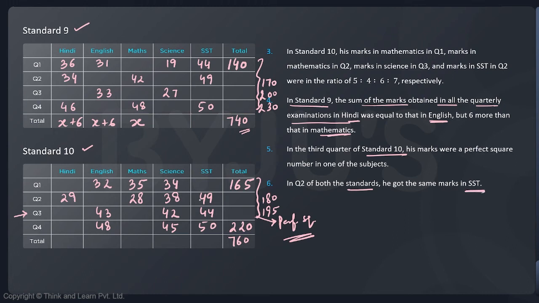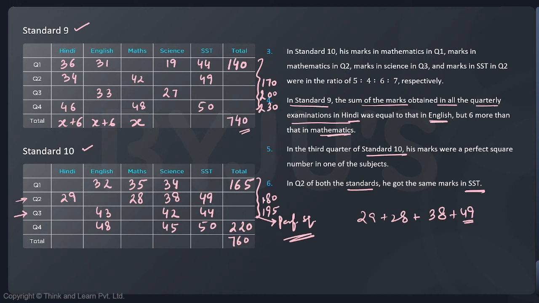So in quarter two, he has got 49 here. So in quarter two, he again has got 49. And this we have already figured out, so it is of no use for us. One more thing, if I look at quarter two here, 29 is the score in Hindi, 28 is in mathematics. So what is the sum? 29 plus 28 is 57, plus 38 in science. So 57 plus 38, that is 95, plus 49. 95 plus 49 is 144.